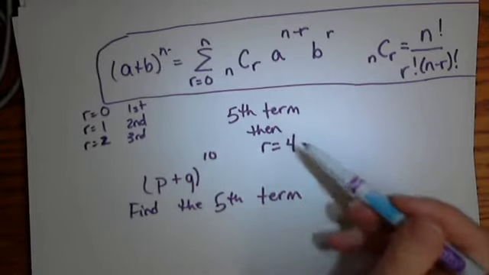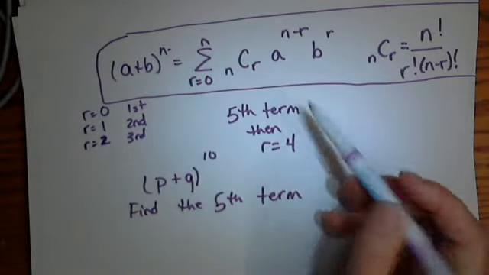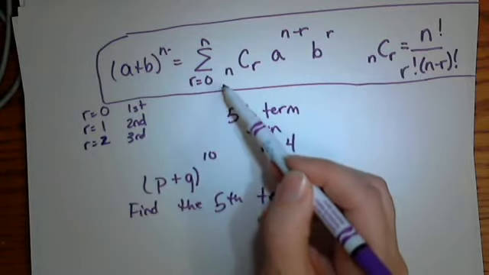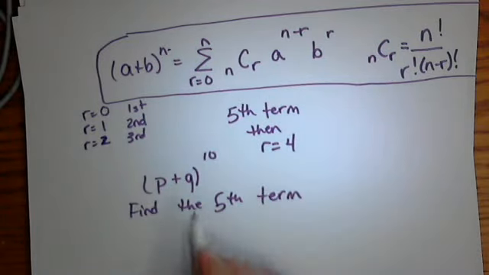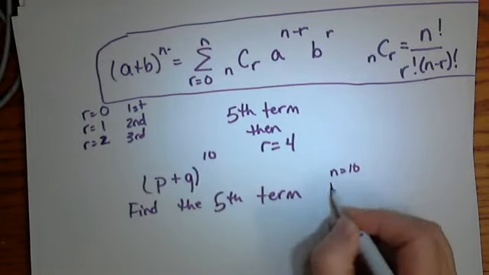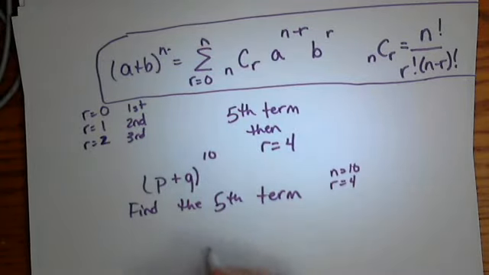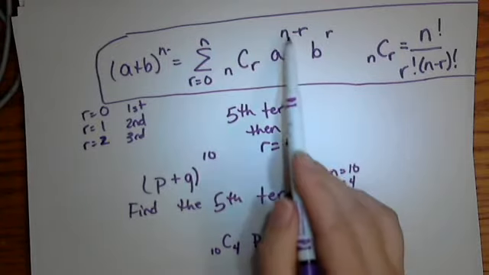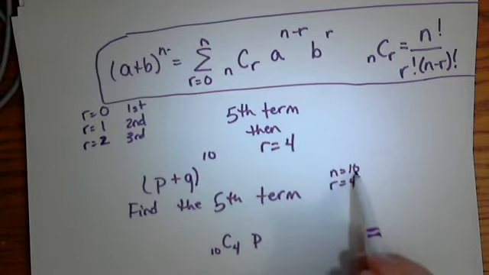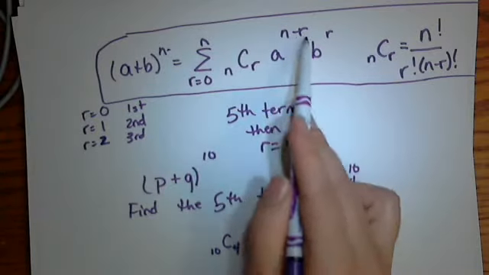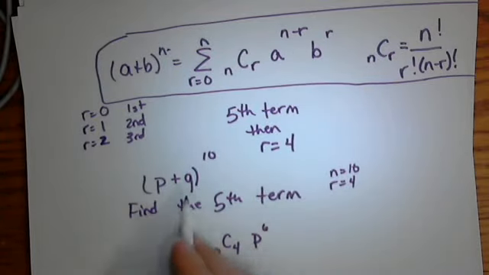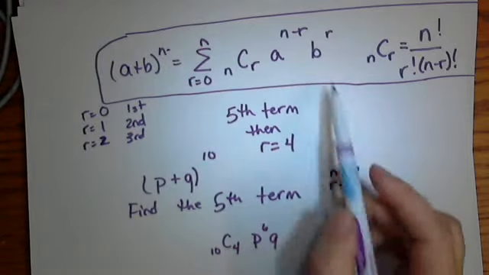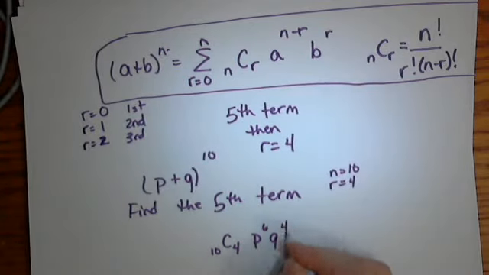So the 5th term is when r is equal to 4. So I don't need to do the whole summation. I only need to find the term when r is equal to 4. So n in this case is 10. N is 10. R is 4. So 10 choose 4 times p to the n minus r. N is 10. R is 4. N minus r is 6. Times q to the r. In this case, r is 4.